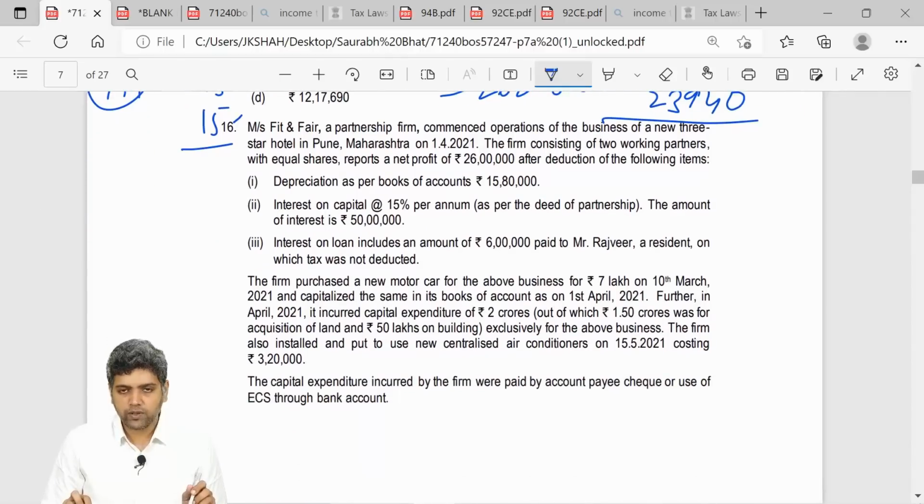The first 15 questions were MCQ based. After that, now descriptive questions are given. So let's look at question number 16.